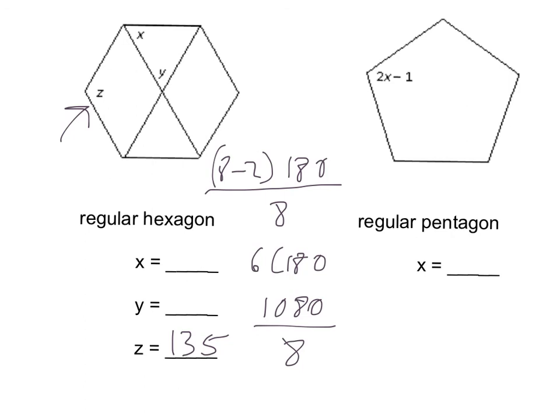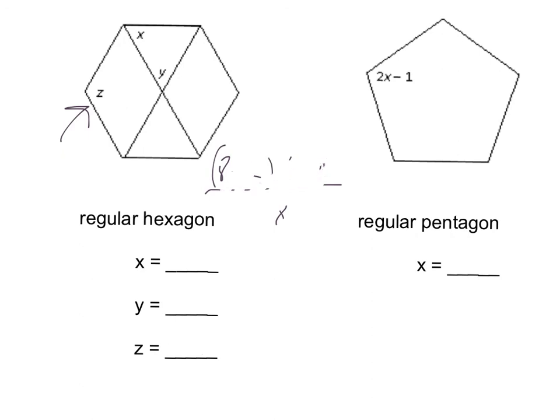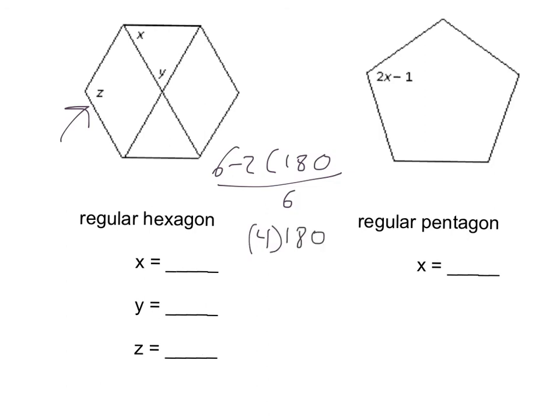And I'm sorry, I just realized I knew this didn't match my answer key for a reason. It's not an octagon, it's a hexagon. So instead of doing this with an 8, I should have been doing it with a 6. I apologize. So it should have said 6 minus 2 times 180 divided by 6. 4 times 180 is 720. So 720 divided by 6 gives us the interior angle, which is 120. So z is 120.